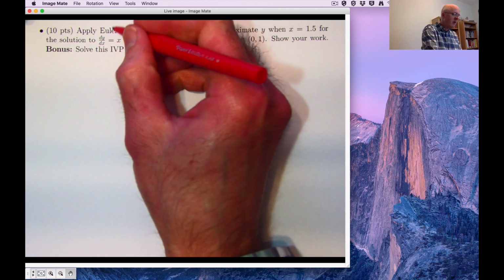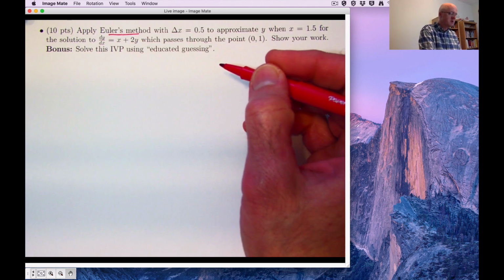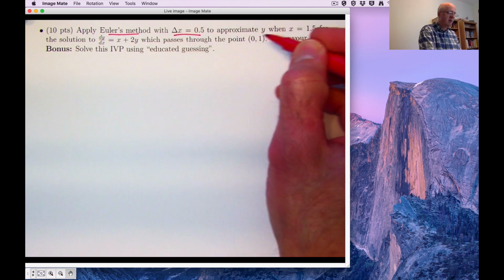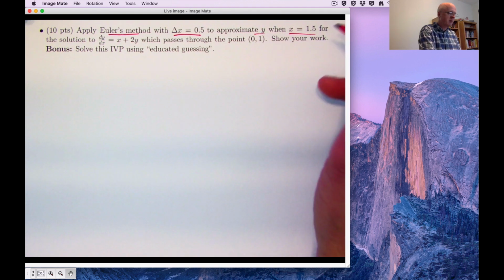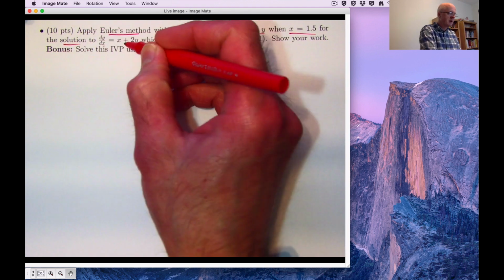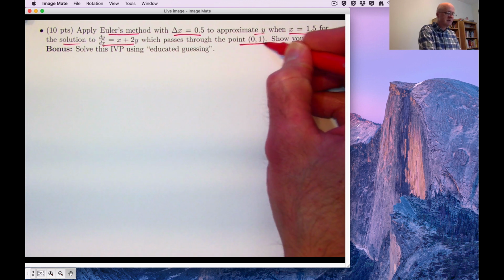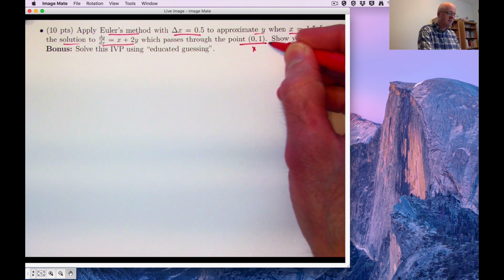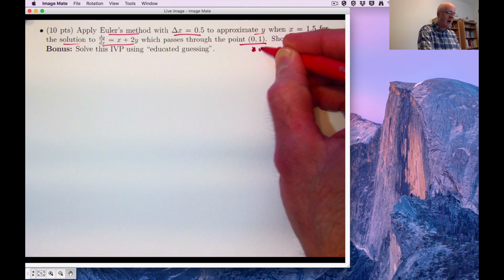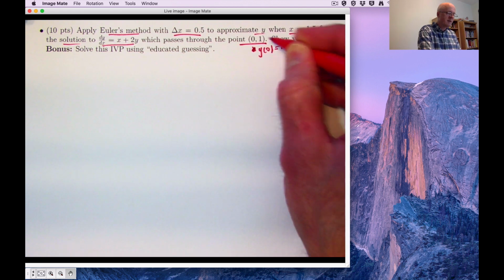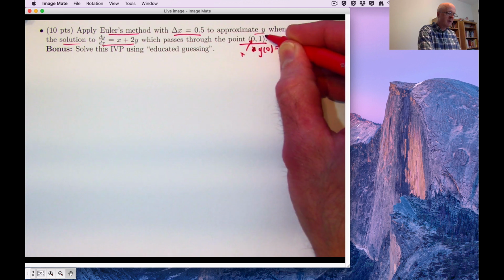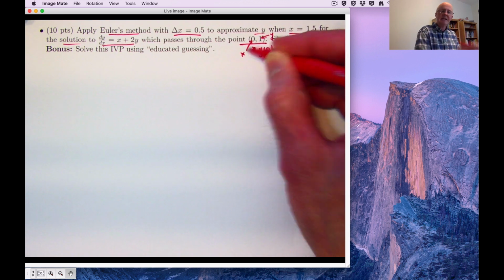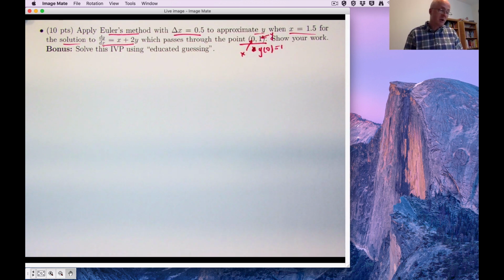Just 2 more questions. Apply Euler's method, not Euler, but Euler. Euler's method, delta x is 0.5 to approximate y when x is 1.5 for the solution of the differential equation which passes through this point, which in other words satisfies the initial condition that y of 0 is 1. X is 0 and y is 1 there. There's no t's in this problem, though there could have been, I could have used t instead of x.